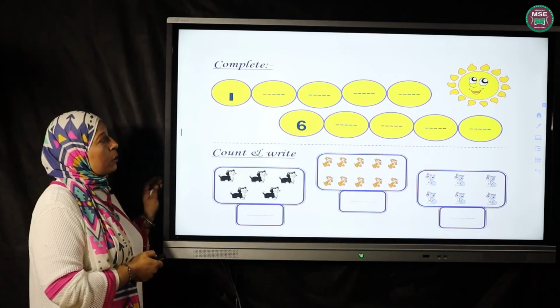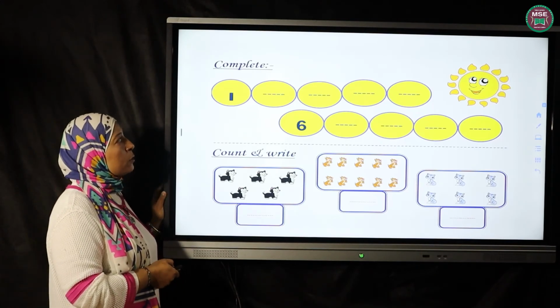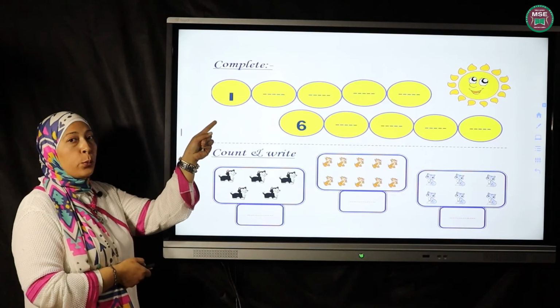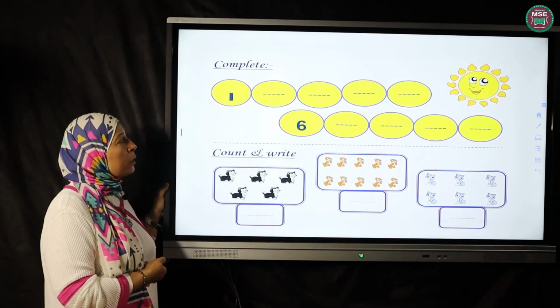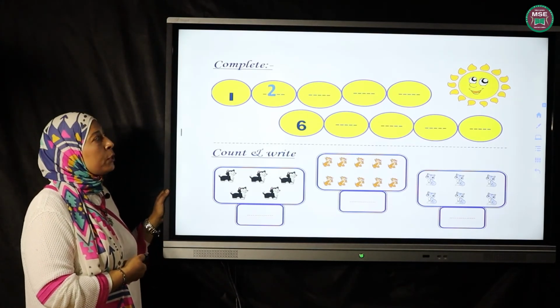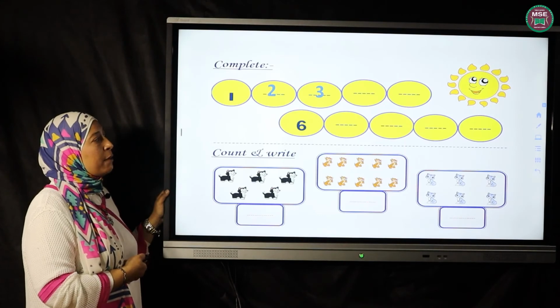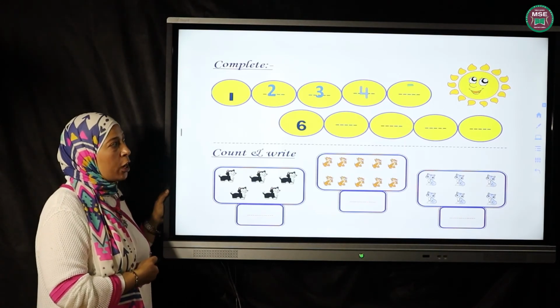Here, we're going to be completing. Okay. We have numbers that are written and numbers that are missing. We're going to complete the numbers. The first number we have to read, this is number 1. What comes after 1? Just like we did count at the beginning. 1, 2. So we're going to write 2. What comes after 2? 3. Excellent. After 3, 4. After 4, 5.